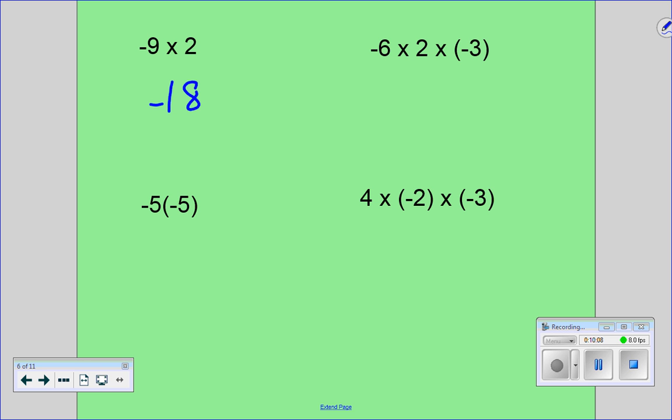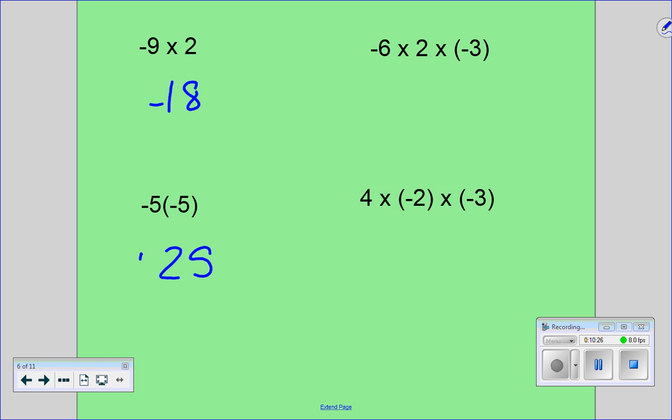5 times 5 is 20 what? You can say it out. 25, yeah. Okay, now I'm going to look at it. I have a negative and a negative. If I multiply two negatives together according to my rule, what sign is my answer going to be, Kate? Positive. So guess what? I'm just going to leave it.